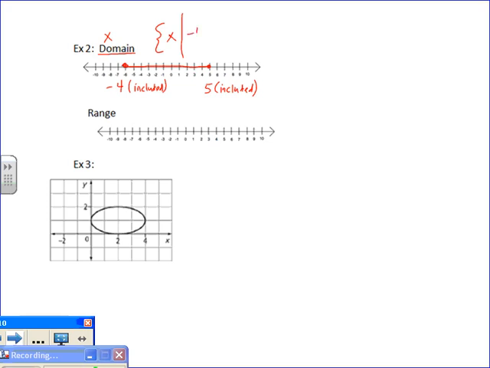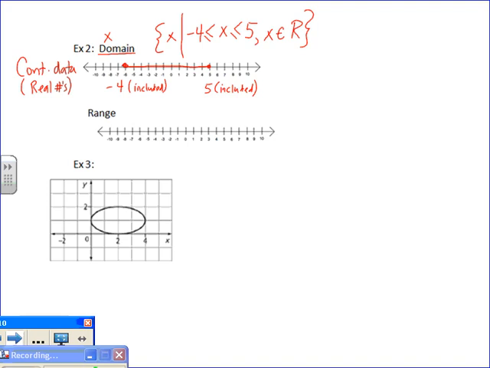So -4 is my lower limit, and x is greater than or equal to that, and it's less than or equal to the upper limit 5. Comma, what kind of numbers is x? Well, if you look at your number line, they're all connected, which tells you that we have continuous data. So when I have continuous data, all my numbers are connected by a line. That tells me that these are real numbers. It can be any real numbers in between -4 and 5. So we say x is a member of the real numbers. Close it with a curly bracket.